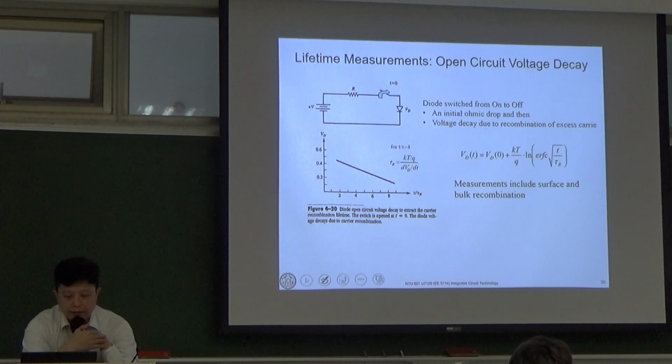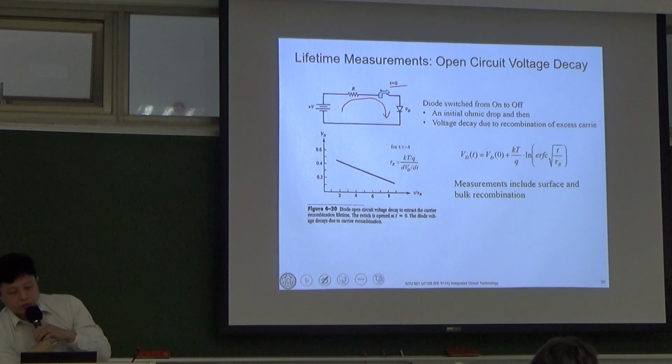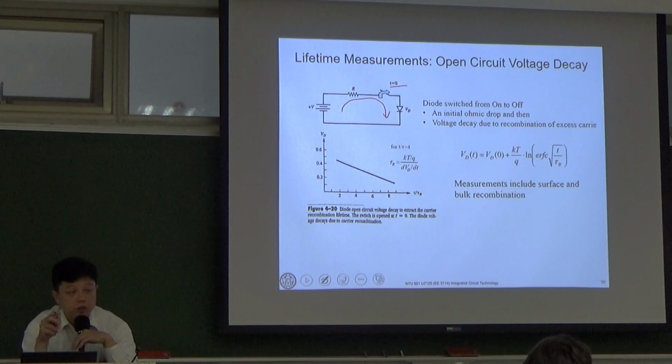Okay, this is another lifetime measurement. We call it open circuit voltage decay. When you apply your voltage to a diode, then at time 0, you just open the switch. In the beginning you force the current, but you have the diffusion capacitance and depletion capacitance inside this diode, which are related to some minority carrier processes inside this diode.